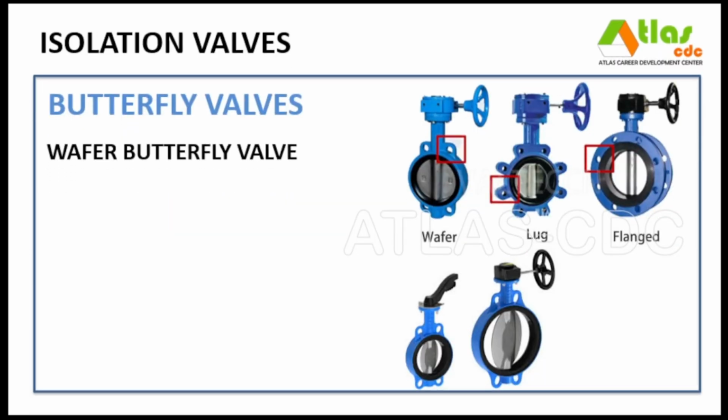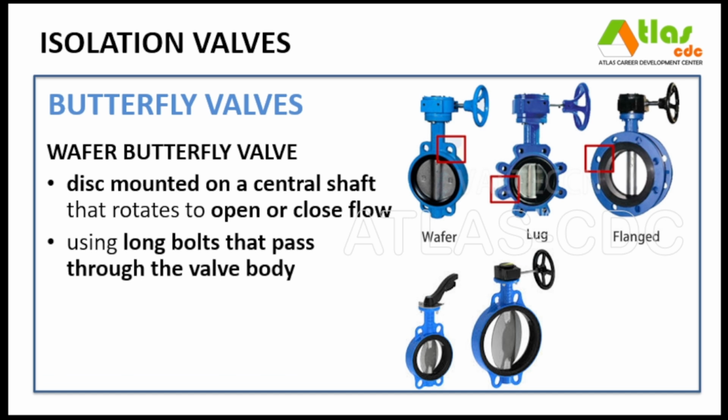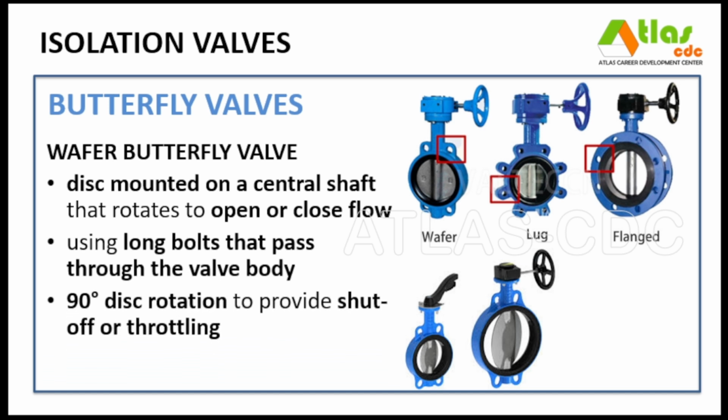A wafer butterfly valve has a disc mounted on a central shaft that rotates to open or close flow, held in place between flanges using long bolts that pass through the valve body. Its mechanism allows for 90 degrees disc rotation to provide shut-off or throttling. The main function is to control flow in a compact, lightweight form.